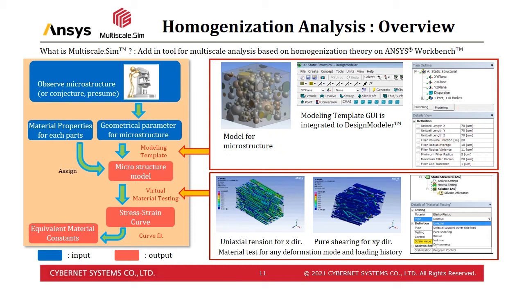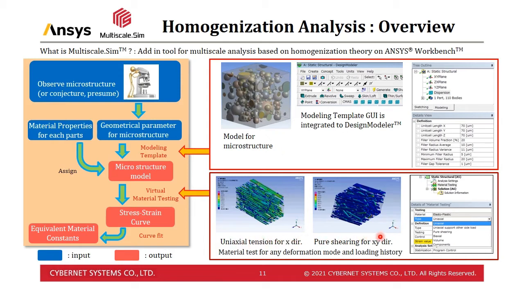After creation of the model, we have to define the properties for each part constructing the microstructure, for example, fibers, matrix, and so on. And then we perform a virtual material test by FEM simulation for the microstructure model. This analysis step is generally called numerical material testing. This is just an image of virtual material testing.